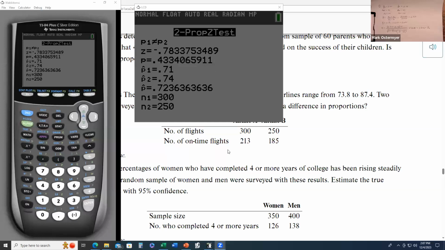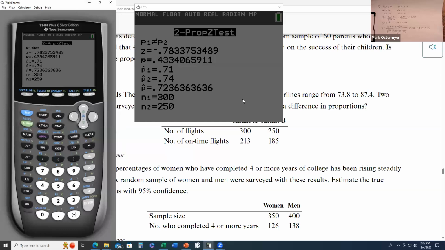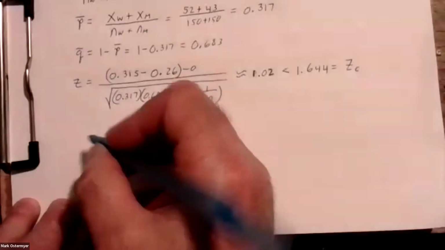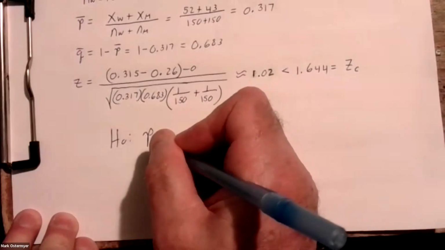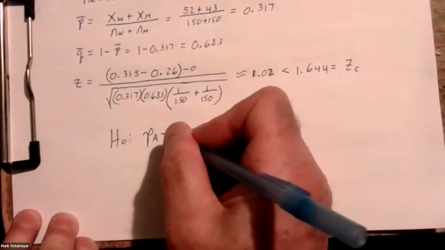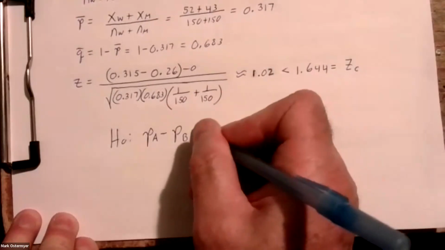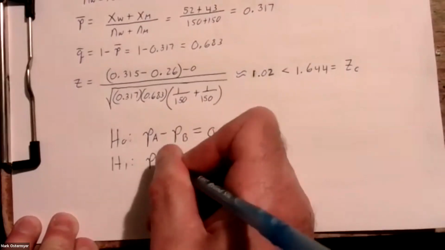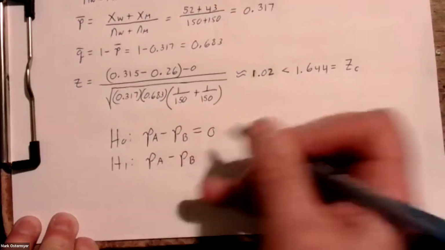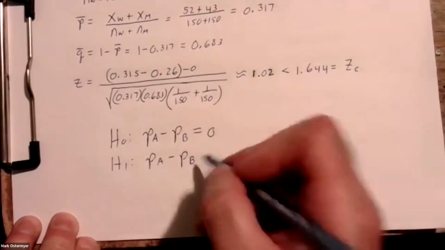All right. This is the p-value test for number 18 for the airlines. And notice we are testing to see if there is a difference in the proportion of flights that are on time for these two different airlines. So the hypotheses we'd be testing, the null hypothesis would be saying that the proportion of airlines A that are on time minus the proportion of airlines B that are on time, there is no difference. Versus the alternative hypothesis would be saying that there is a difference in these percentages of flights that are on time between the two different airlines, A and B.